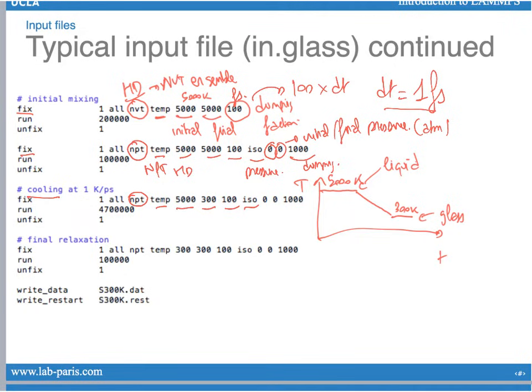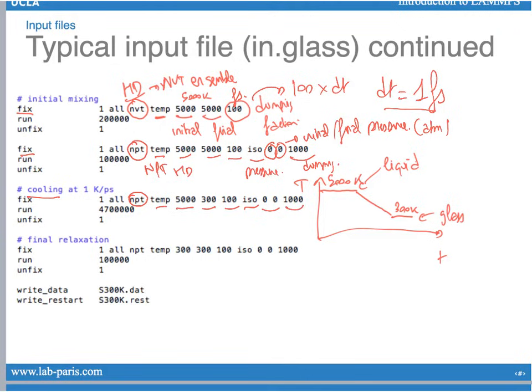Usually the higher the temperature, the higher the volume, because of thermal expansion. Since here we ask the system to remain at zero pressure, the volume will gradually decrease, because the system will become more dense as you decrease the temperature. So if we want to simulate a system at zero pressure, at atmospheric pressure, then we need to use the NPT ensemble. We need to fix the pressure to be zero and the volume will be adjusted accordingly.